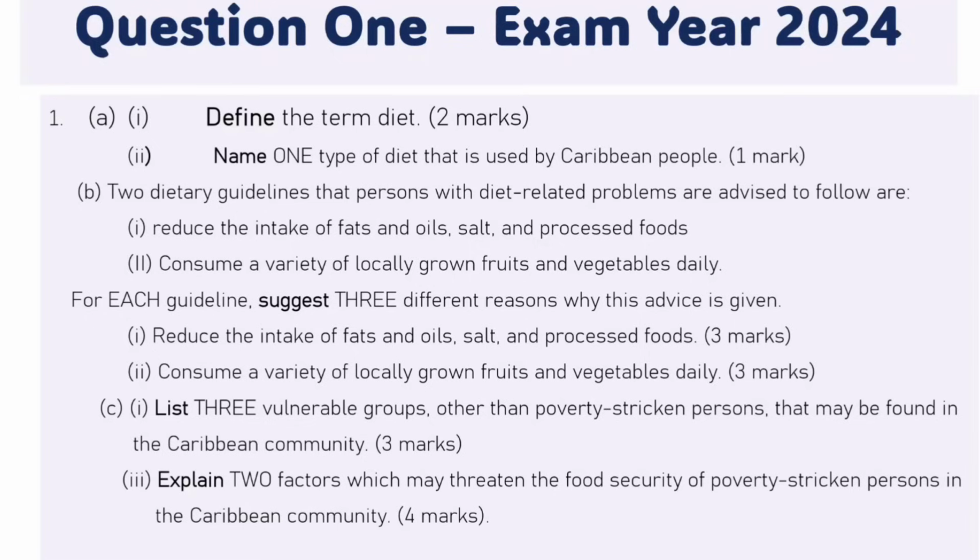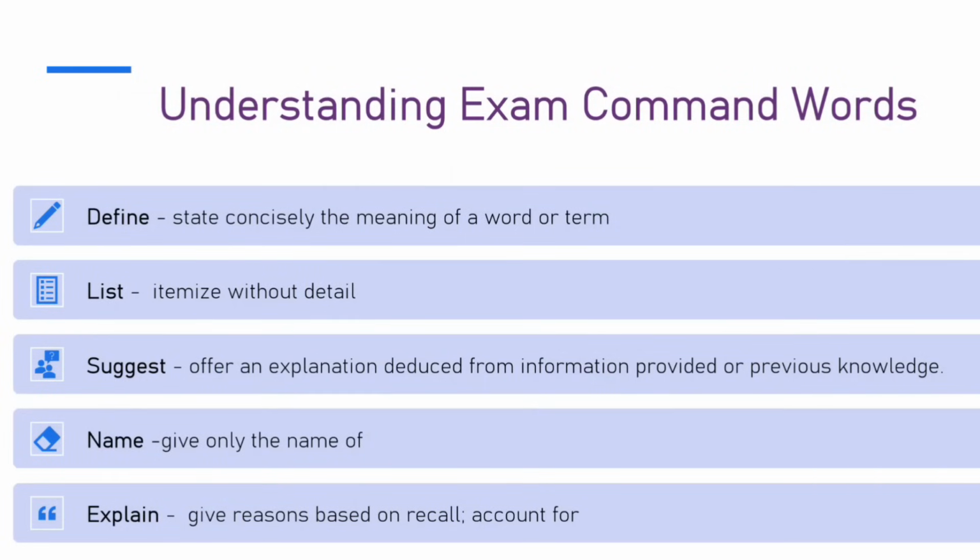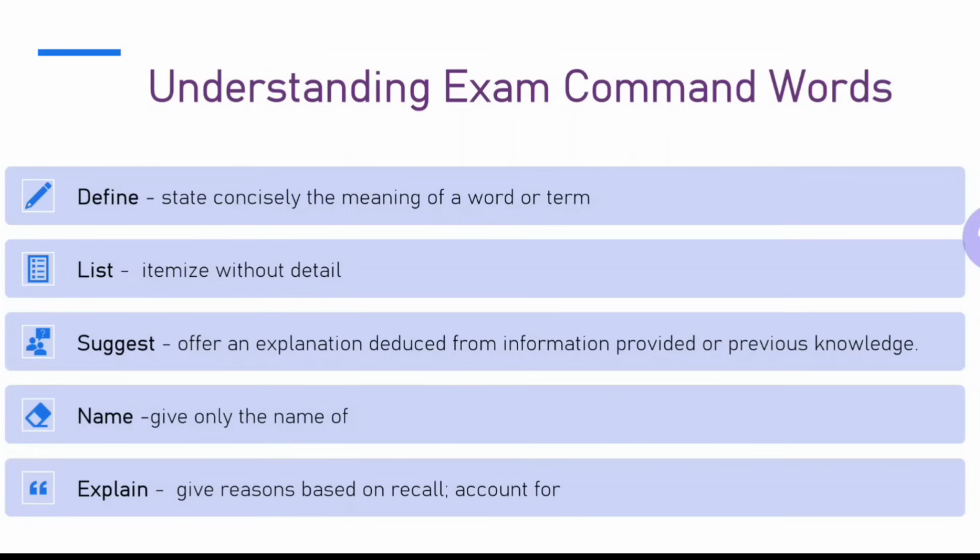Now let us briefly look at these word commands so that you can get maximum marks when you are answering your questions, right? So define, you're briefly going to state concisely the meaning of a word or term. List, where you would itemize without details, so you're making a listing of the particular content. Suggest, you offer an explanation deduced from information provided or your previous knowledge, right? Now, as it relates to name, you give only the name of, so that is similar to listing, right? And then finally, we have explain, where you give reasons based on your recall.